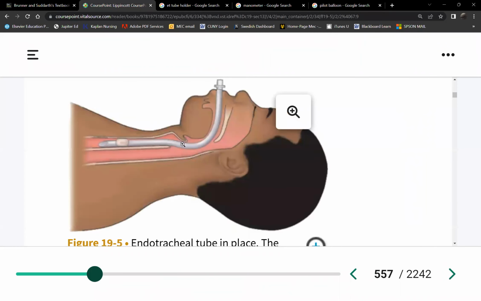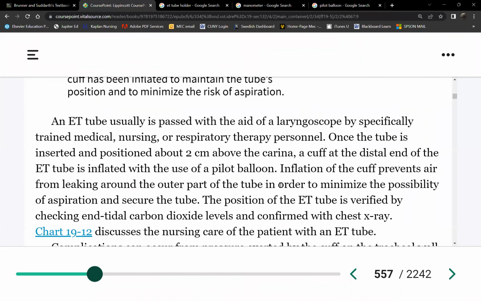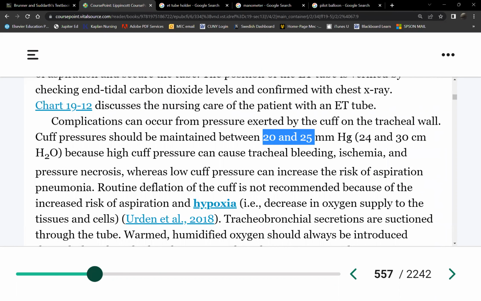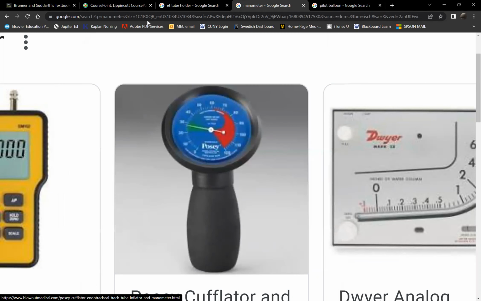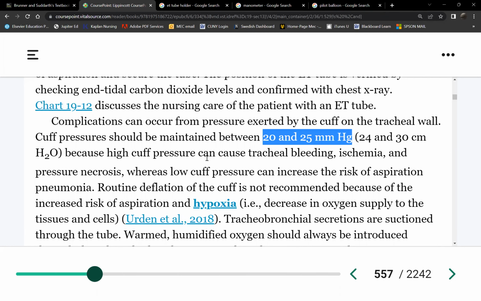How much pressure must be there? What is the proper cuff inflation? There are two measurements here. On the manometer, it will read in either millimeters of mercury or centimeters of water. I don't know what the NCLEX will use, so we will have to memorize both. How much in millimeters of mercury? 20 to 25. How about in centimeters of water?